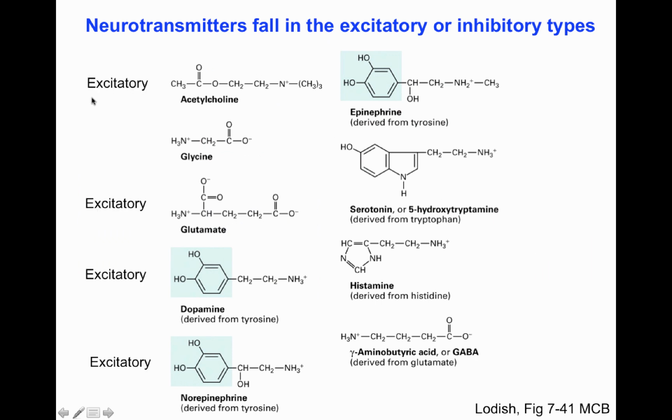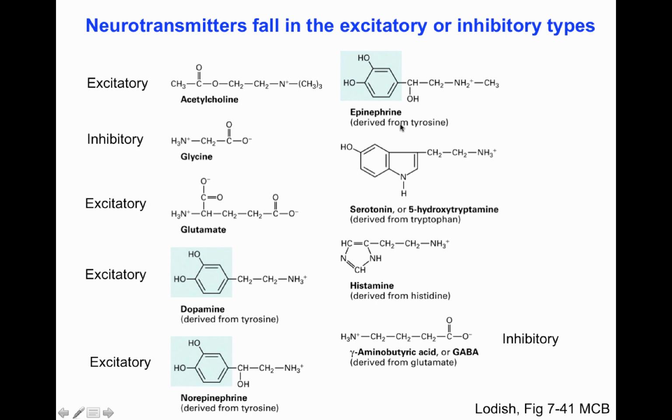Now we have different kinds of neurotransmitters. We have some neurotransmitters which can excite neurons. An example of that would be acetylcholine, glutamate, dopamine, and norepinephrine. But we also have other neurotransmitters which are inhibitory. The amino acid glycine is a neurotransmitter that is inhibitory, and gamma-aminobutyric acid, or GABA, is another inhibitory neurotransmitter. Histamine and serotonin and epinephrine are also excitatory neurotransmitters.